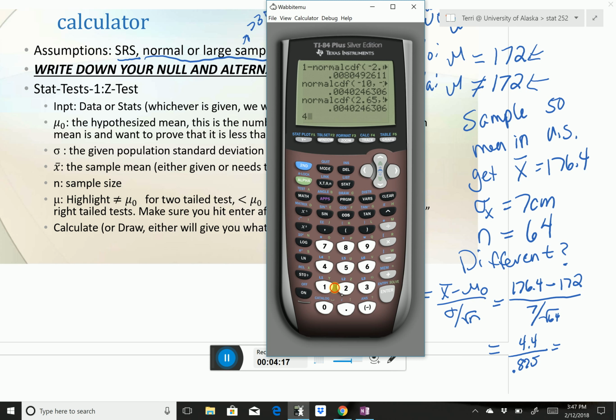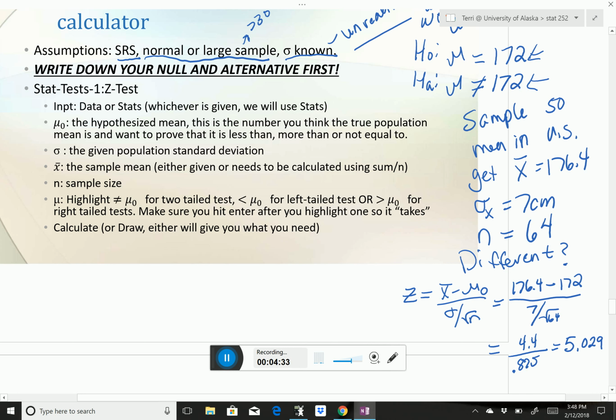So let's see what that equals. 4.4 divided by 0.875 equals 5.029. So our test statistic is 5.029. We could use our Z and find our p-value just like we did before, or we can use the calculator to do the entire test.